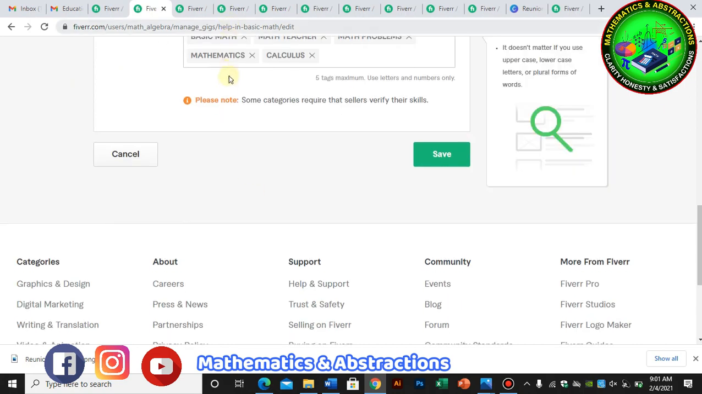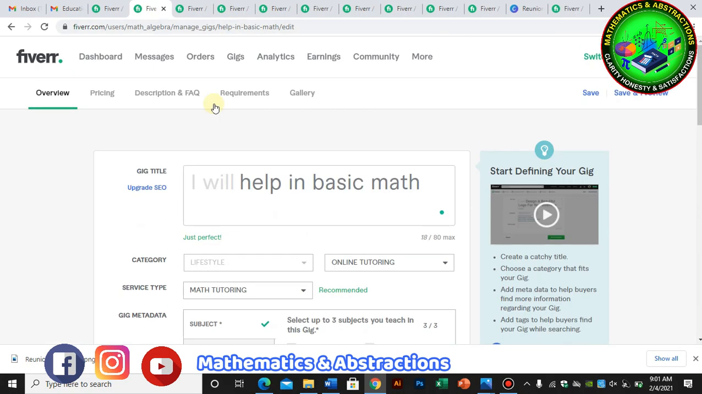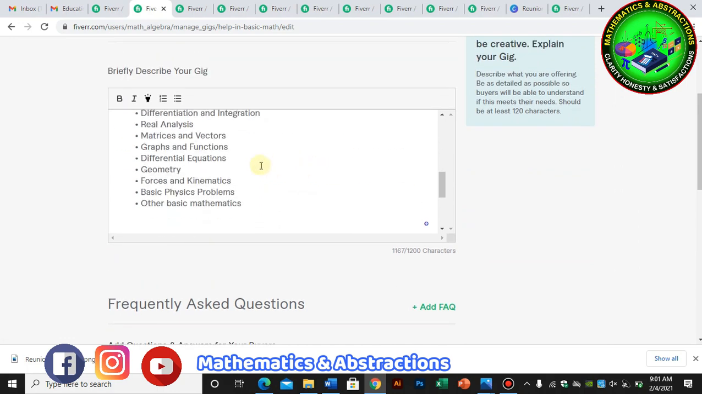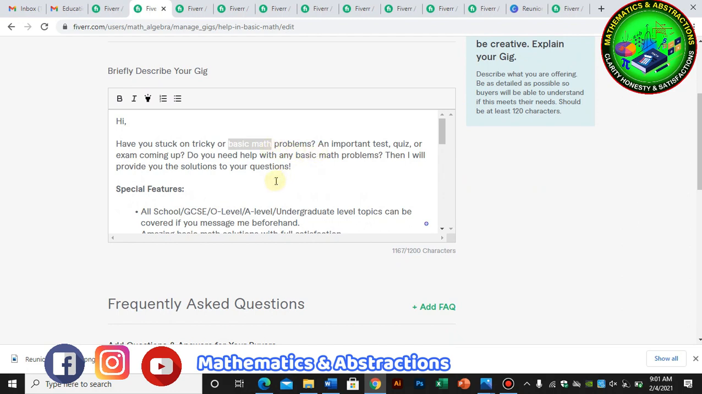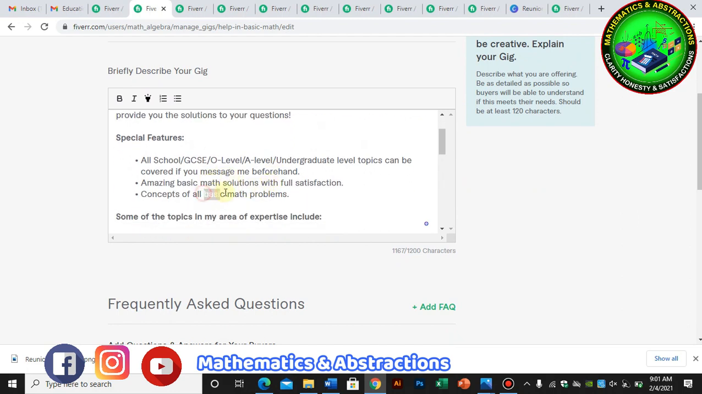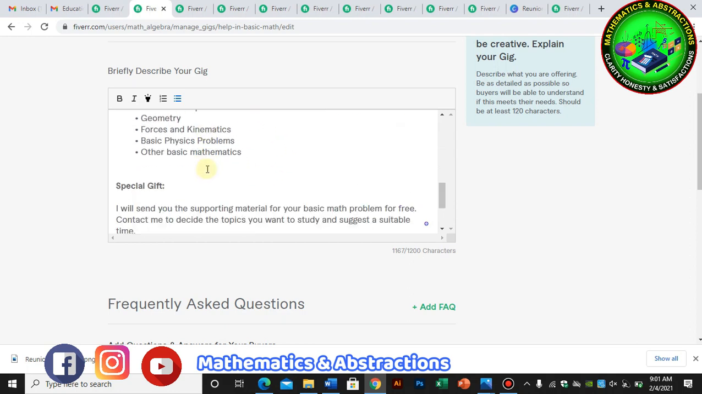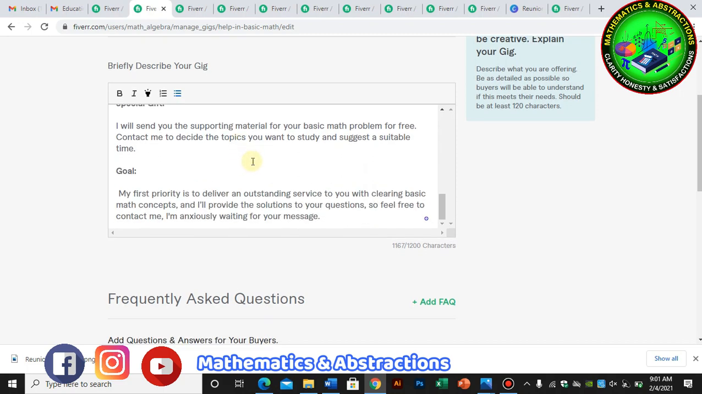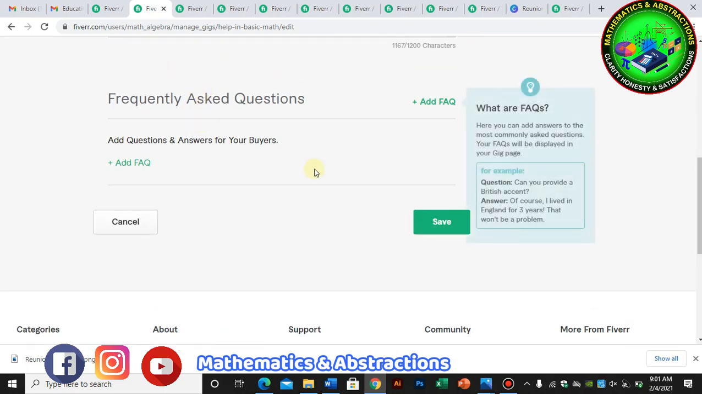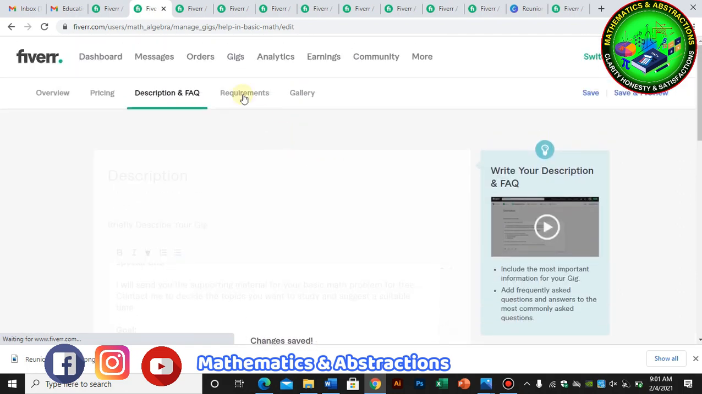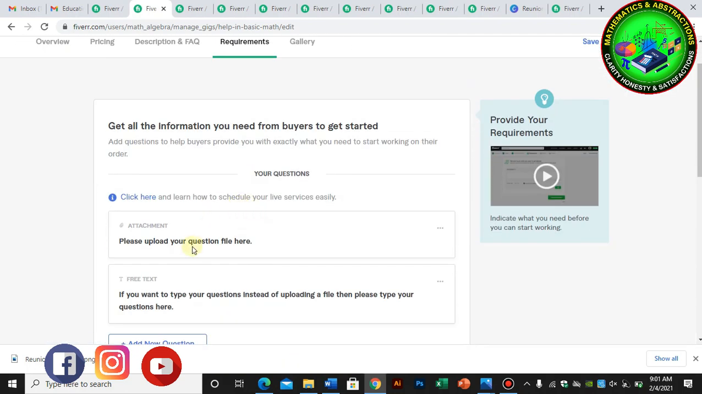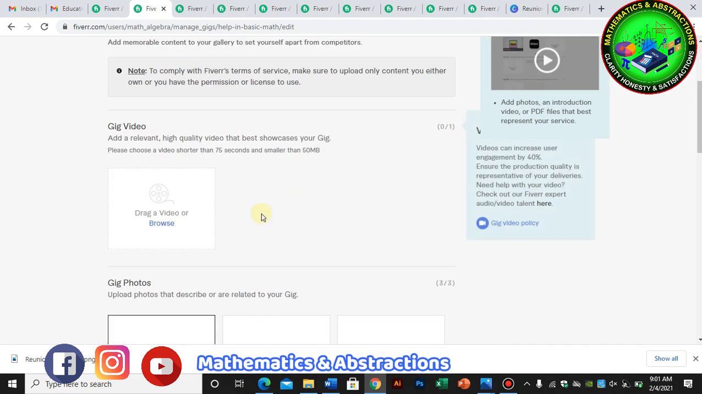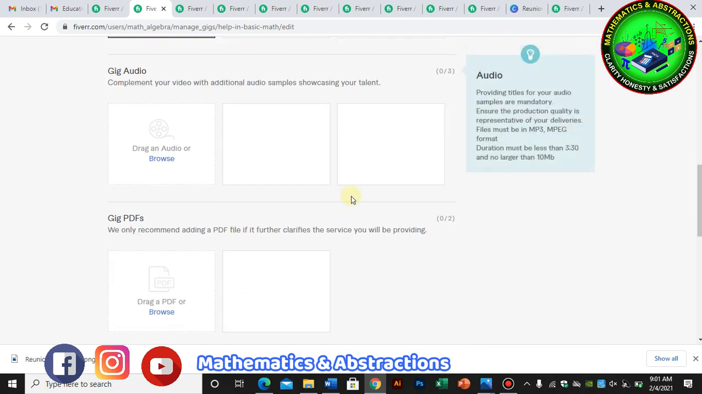Check here, this basic math I have also typed in the descriptions. So I have written it many times, basic math here, and also basic math, and also basic mathematics. Many times I have written it, and saved and continued. Then I just typed the requirements here and also put high quality images here, so you will get the search result.